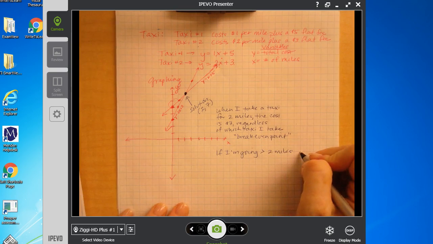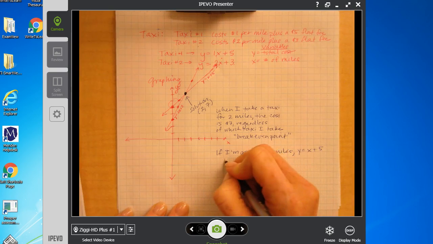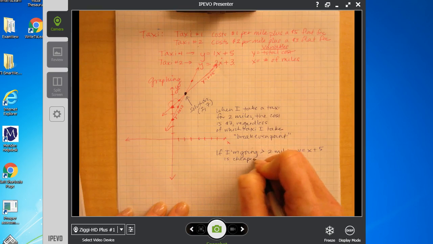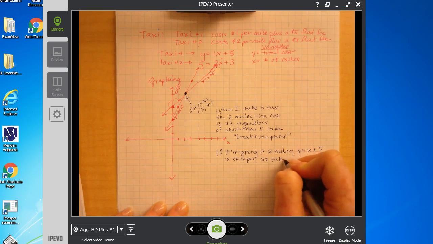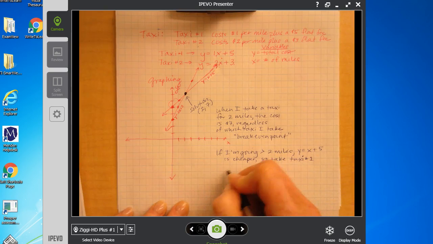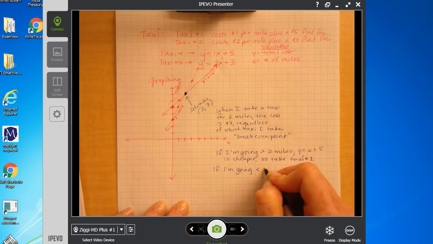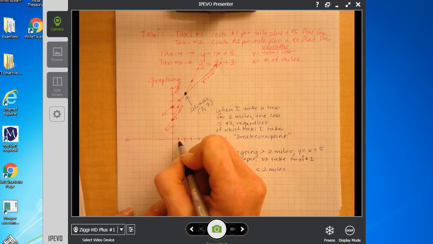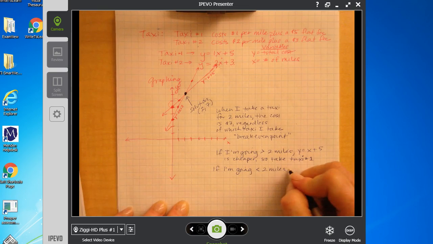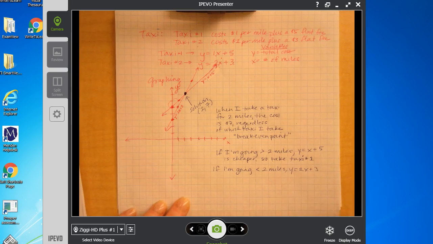Anyways, if I'm going greater than 2 miles, right, y equals x plus 5 is cheaper. So take taxi number 1. Okay, taxi number 1. If I'm going less than 2 miles, okay, like 1 mile, well, y equals 2x plus 3 is cheaper.